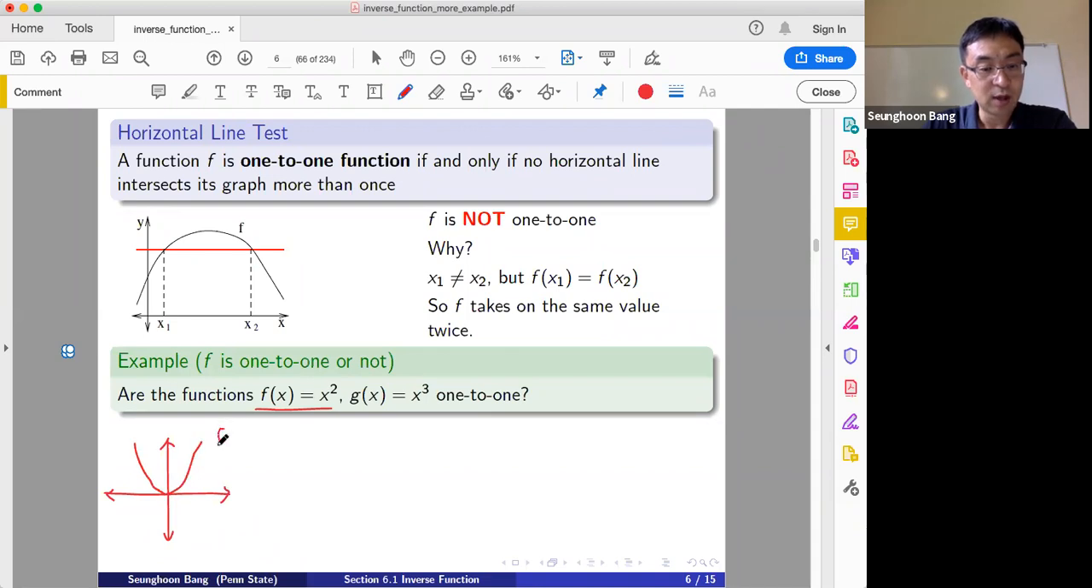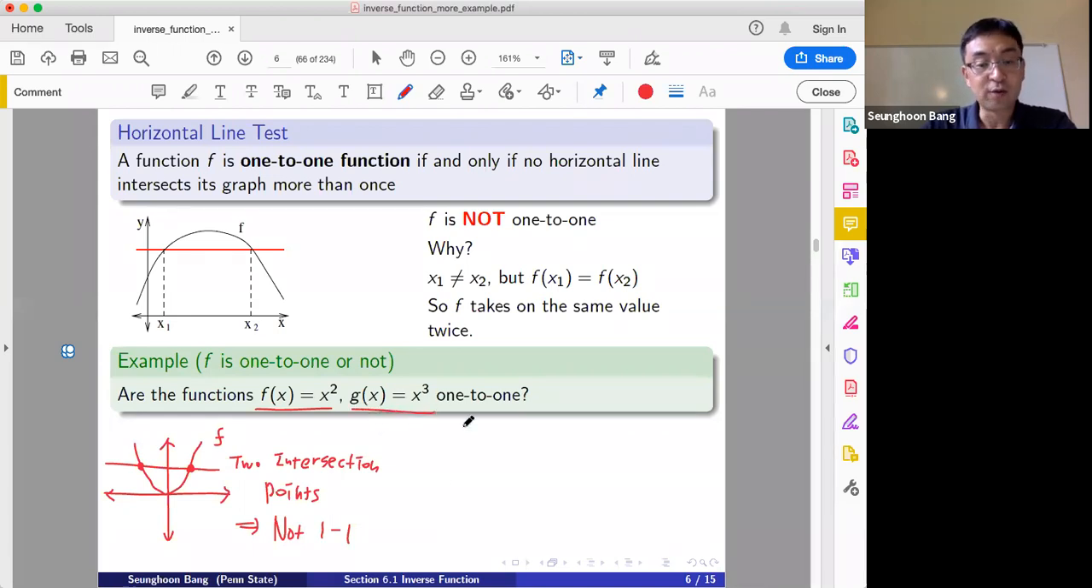This one, f of x. You can draw a horizontal line. We have 2 intersection points. What does it mean? We have two intersection points, more than once, so it is not one-to-one.